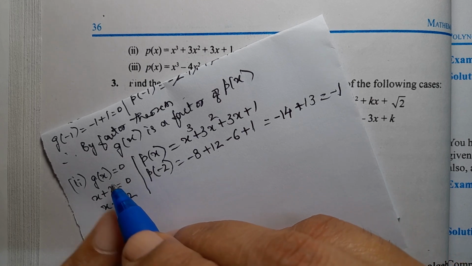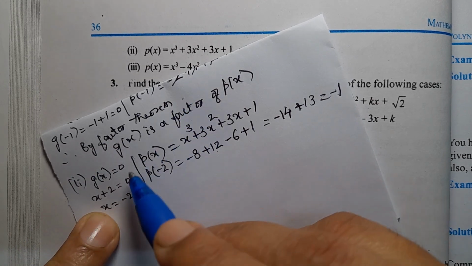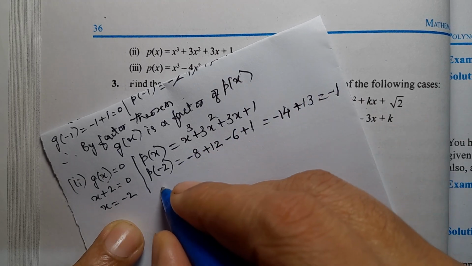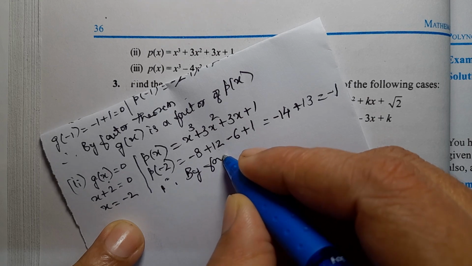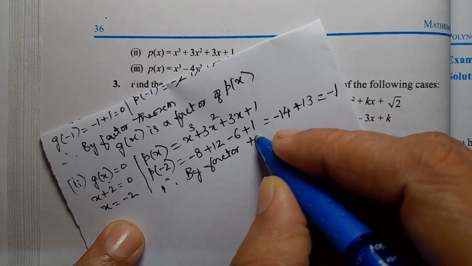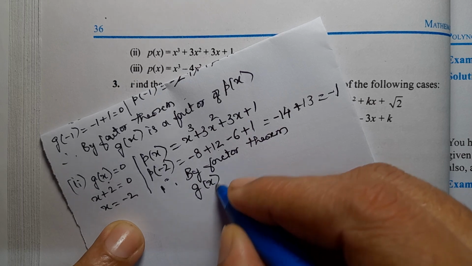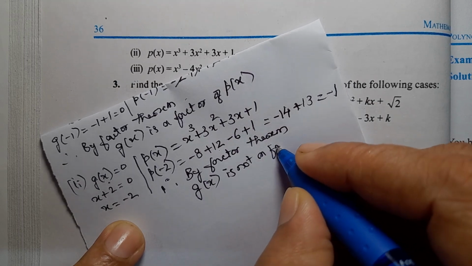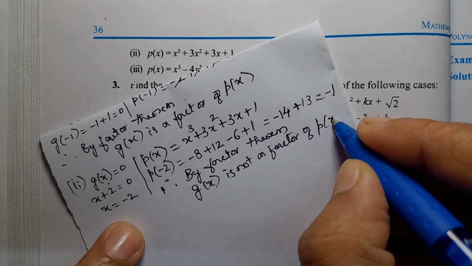So, therefore, by factor theorem, g of x is not a factor of p of x. You can write it like that. Okay, next.